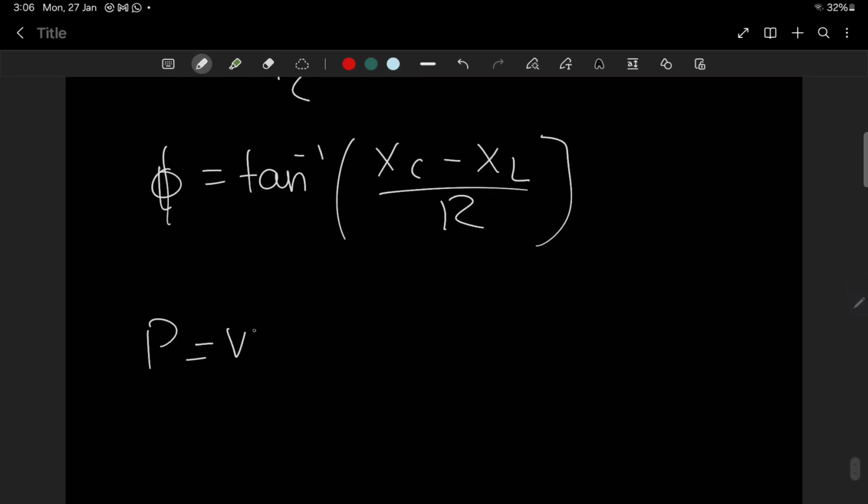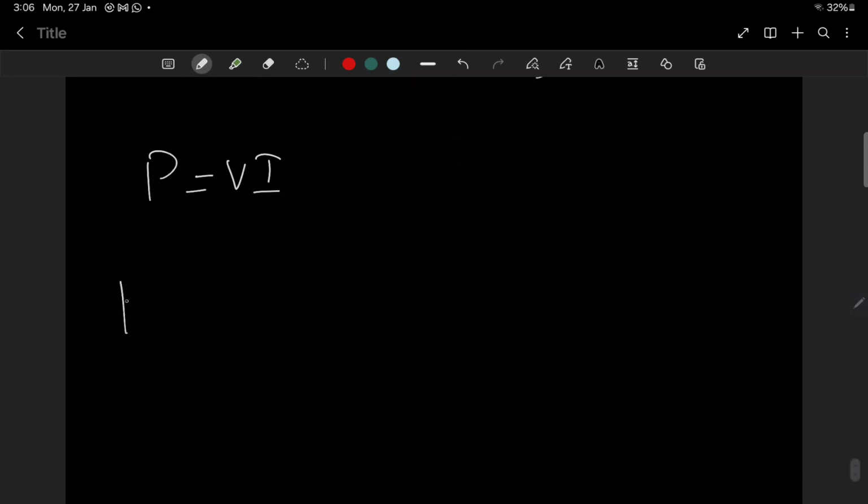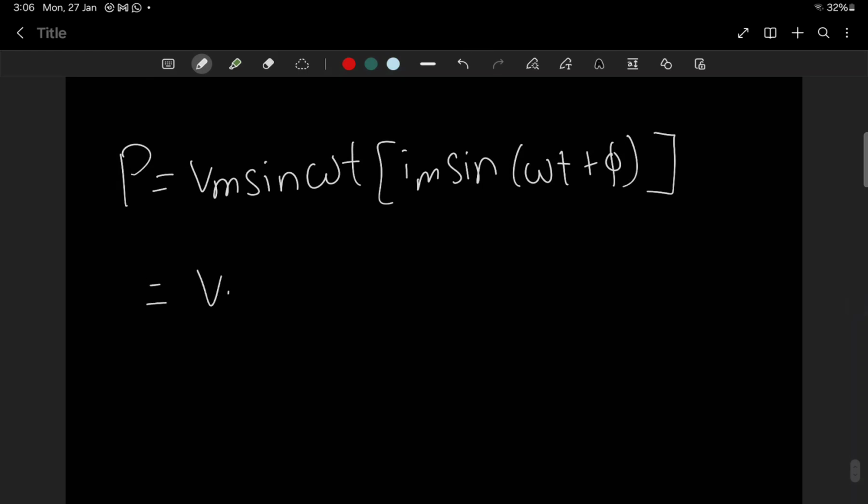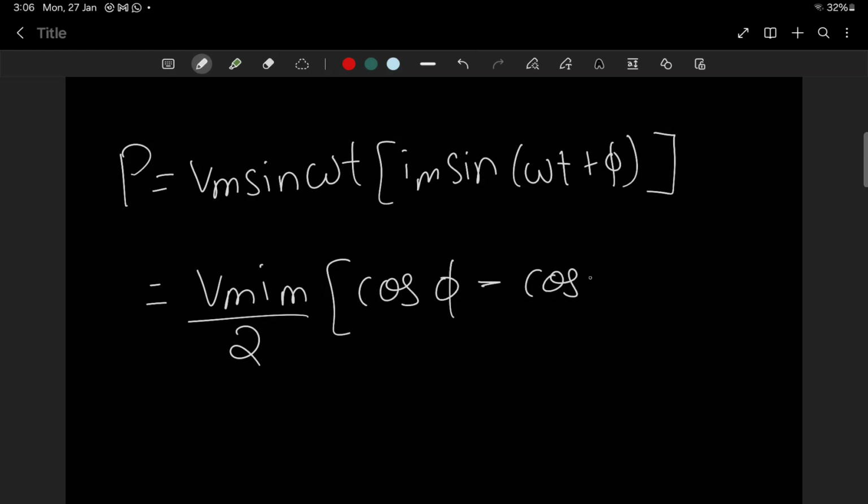Instantaneous power equal to VI. So power equal to what? Vm sin omega t into I, what is Im sin omega t plus or minus phi, anything. So this thing we are getting. Now it will become Vm Im by 2 cos phi minus cos 2 omega t plus phi.